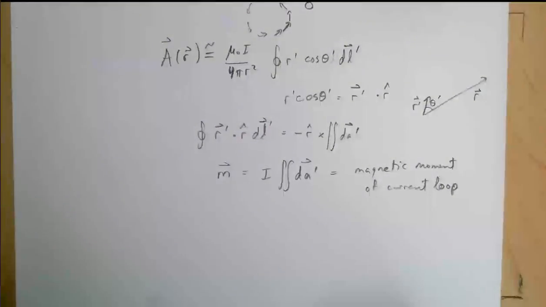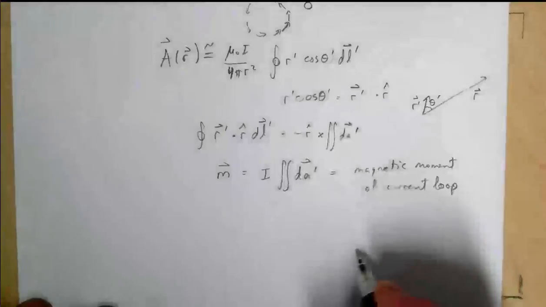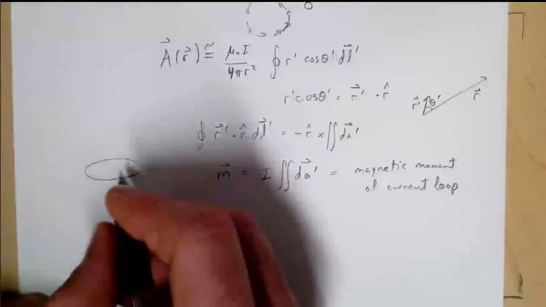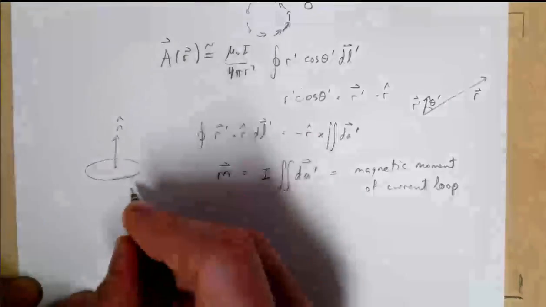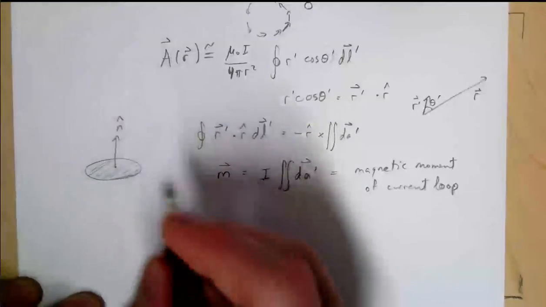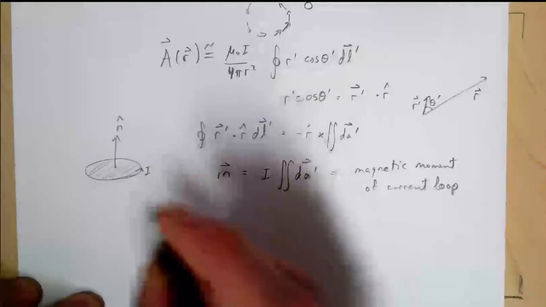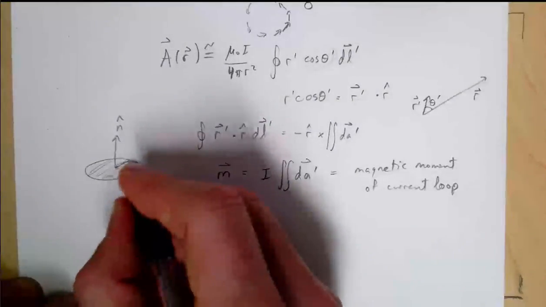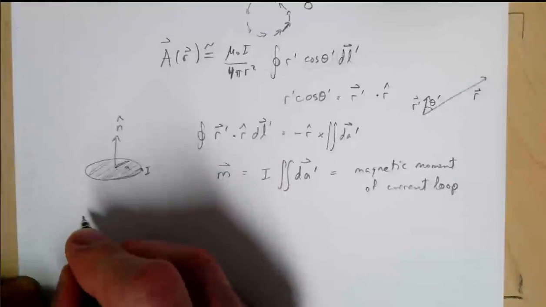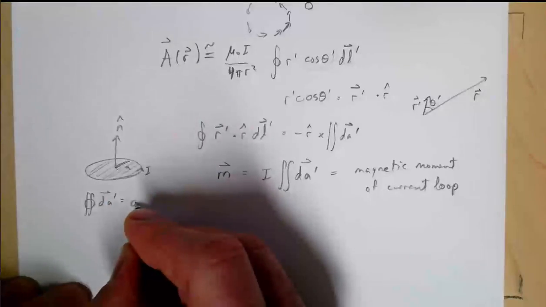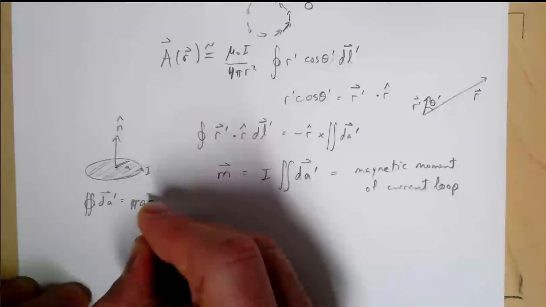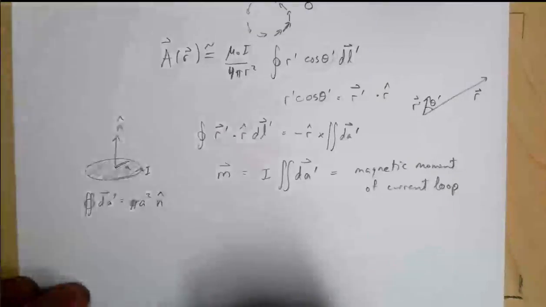For a flat loop, for example, the normal to this area would be pointed straight up out of the loop. If I have some current I going around this loop, and let's say I have some radius a, then the integral of dA prime is just equal to the area, pi a squared, in the n-hat direction. That's just for a flat circular loop.